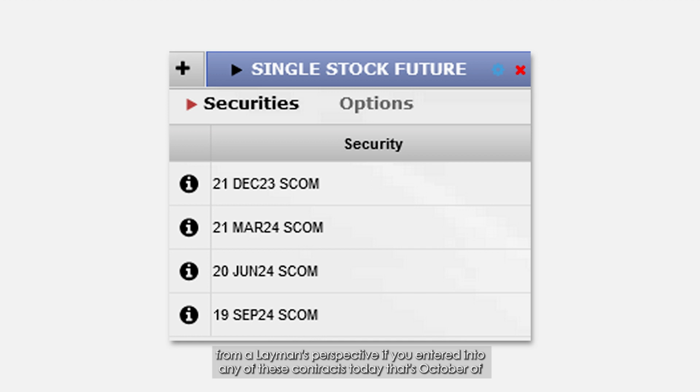From a layman's perspective, if you entered into any of these contracts today, that's October of 2023, you're basically trying to speculate on where the price of the underlying stock, that's Safaricom in this case, will be on the date of expiry. That is, where will the price of Safaricom be on the 21st of December 2023? Or where will the price of Safaricom be on the 21st of March 2024?